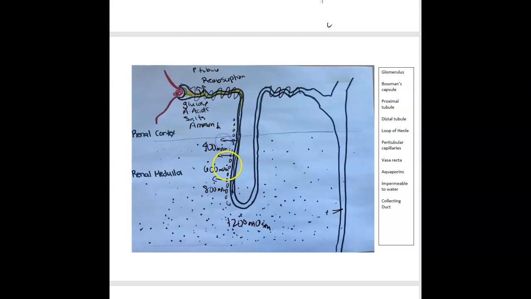We are saving the water, and water is going to be pumped back into the vasa recta. So it's going to pass through the transport epithelium and then into the vasa recta. So we're saving the good stuff.